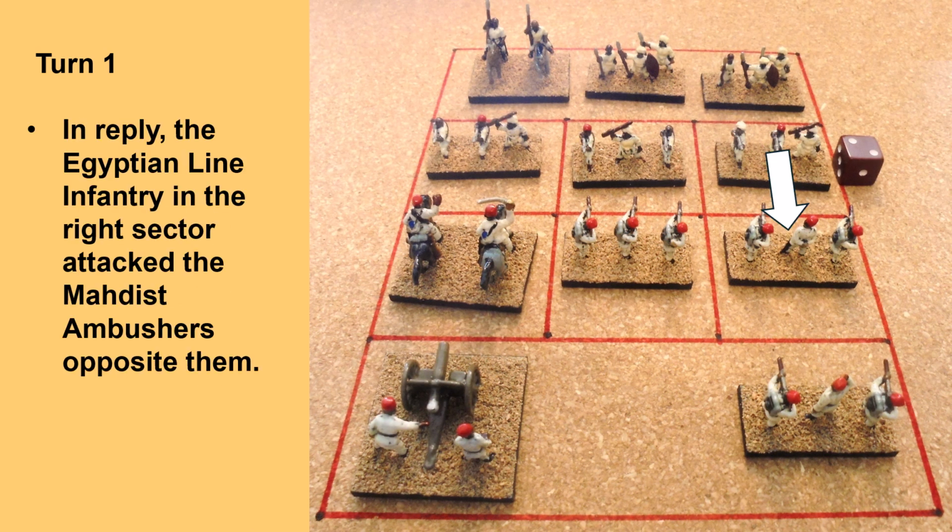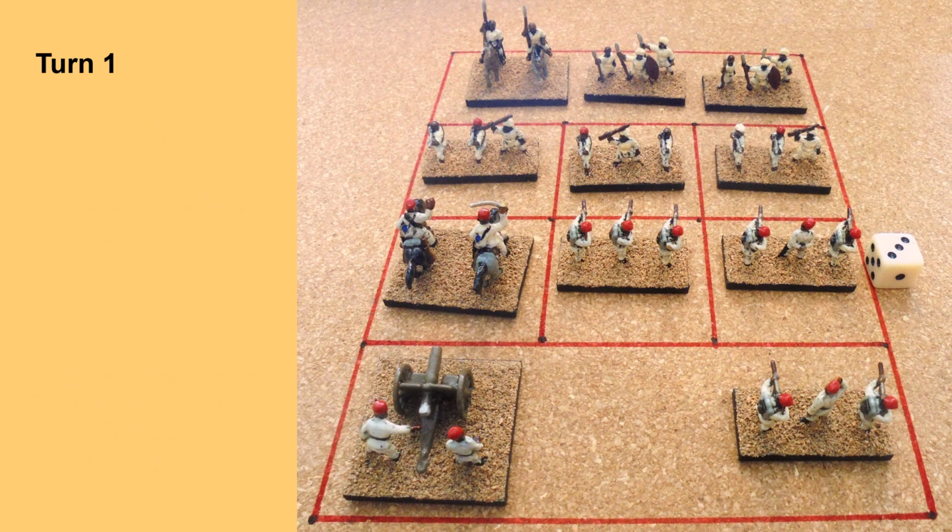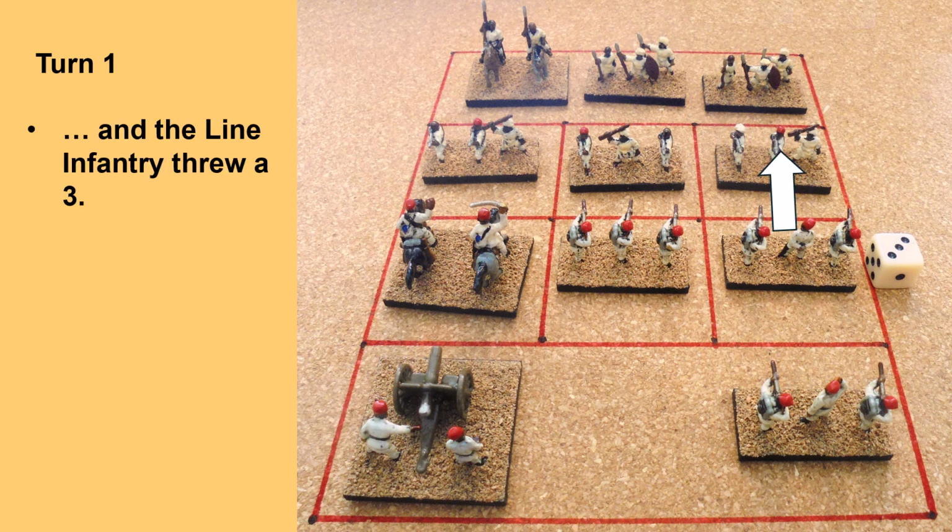In reply, the Egyptian line infantry in the right sector was going to attack the Mahdist ambushers opposite them. But because the ambushers have the advantage of always firing first or attacking first in a turn, they threw a 2. And in reply, the line infantry threw a 3, with the result that the fighting was completely indecisive.